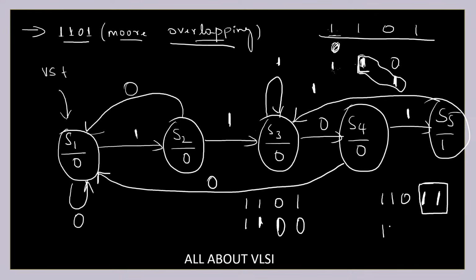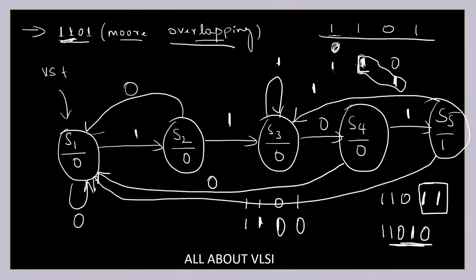Okay. Now, after 1101, instead of 1, if I'm going to get 0, I cannot use any bit because I need the start as 11, but I don't see 11 anywhere present in these 3 bits or in these 4 bits. Okay. Now, what I'm going to do, I'm just jumping to S1 if my input is equal to 0.